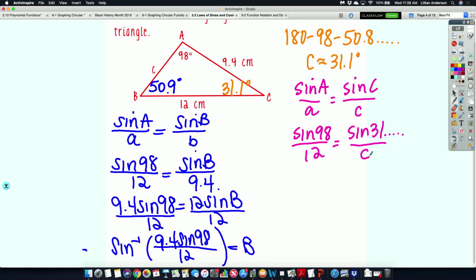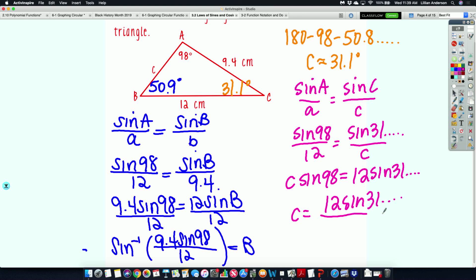One more time for the good time. How do I solve this? Cross multiply, so it becomes C times the sine of 98 equals 12 sine of that 31 number that you got before you rounded it. And then what's my last step? Divide by the sine of 98. So 12 sine 31 and whatever it was, all over the sine of 98, and then I'll get my answer. What'd you get? 6.26 centimeters? Yes.